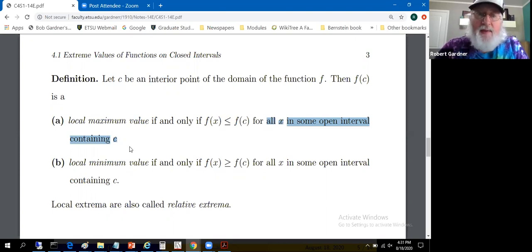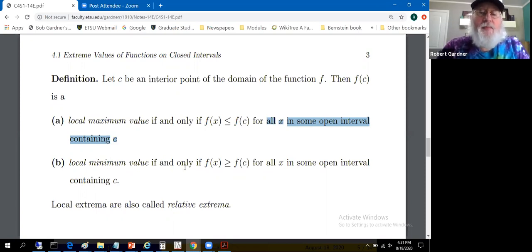You know, when they talk like that, they mean close to C. So close to C, we get function values that are less than or equal to f of C. So nearby, the function doesn't get any bigger than its value at f of C. Maybe elsewhere, it gets greater than f of C, but in some open interval containing C, the function is always less than or equal to f of C. So it doesn't get bigger than f of C nearby. Maybe elsewhere it gets bigger.